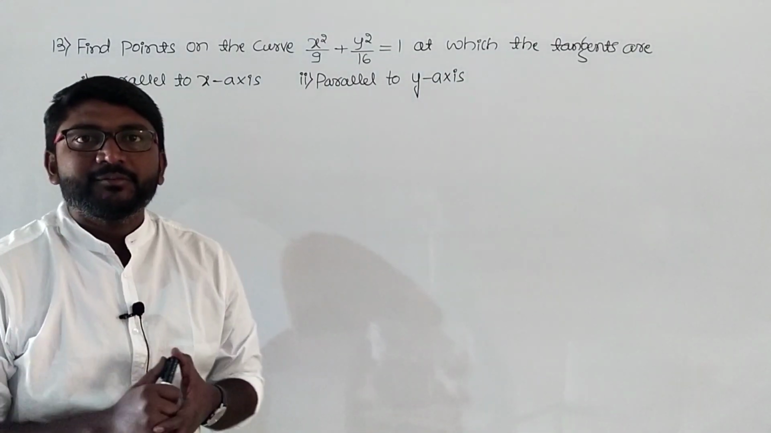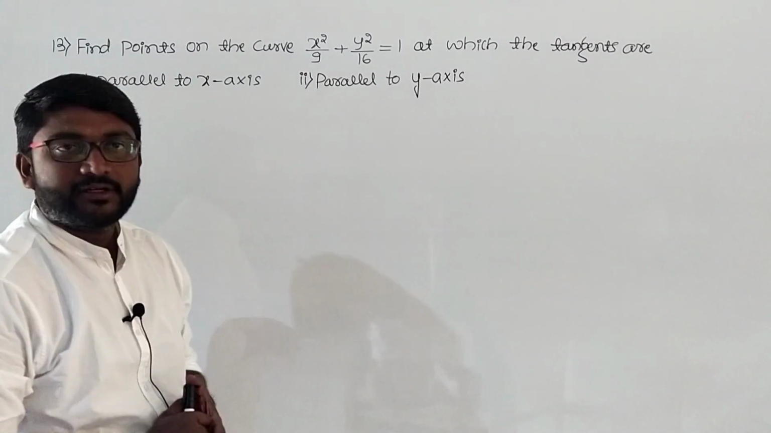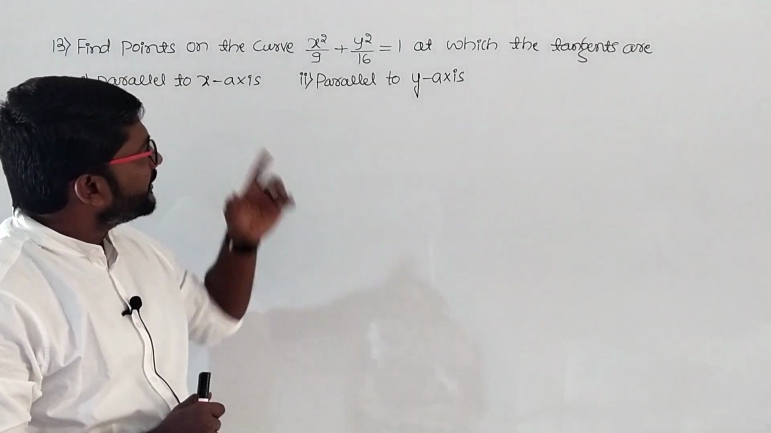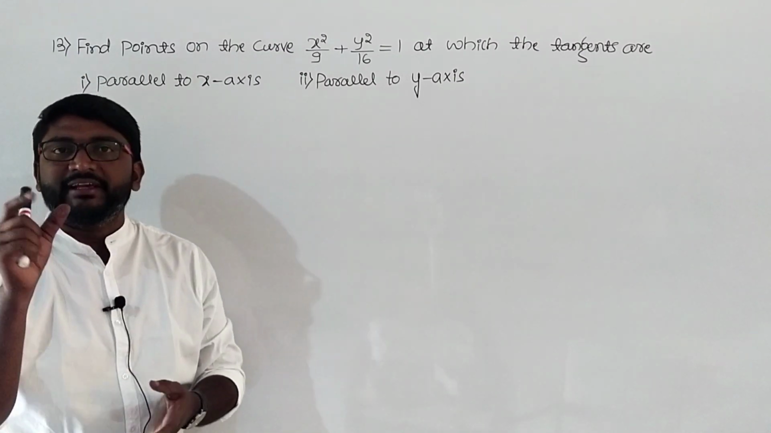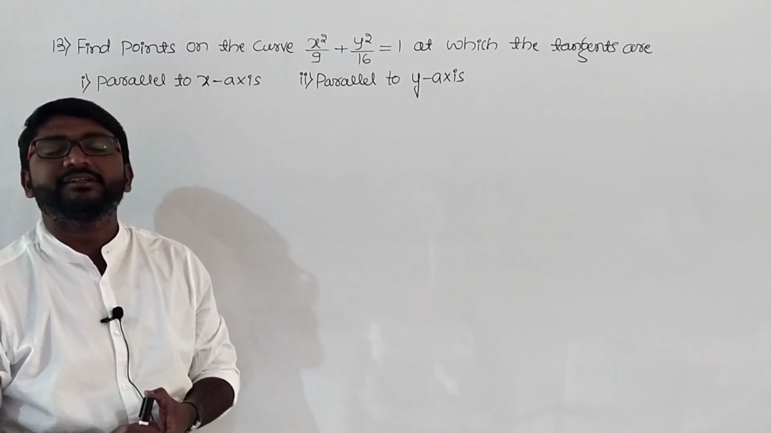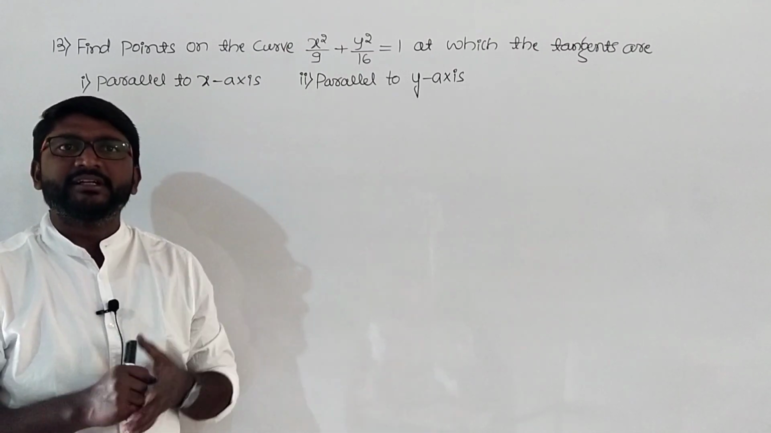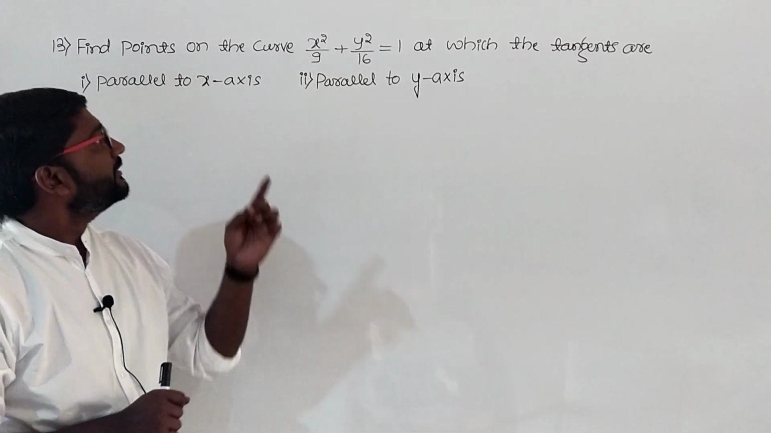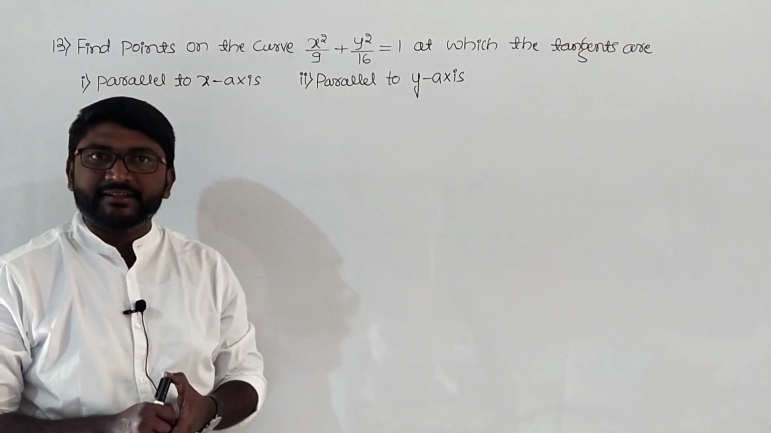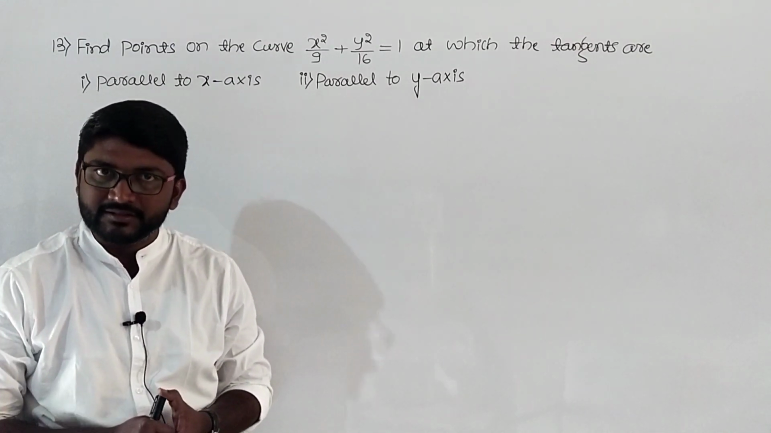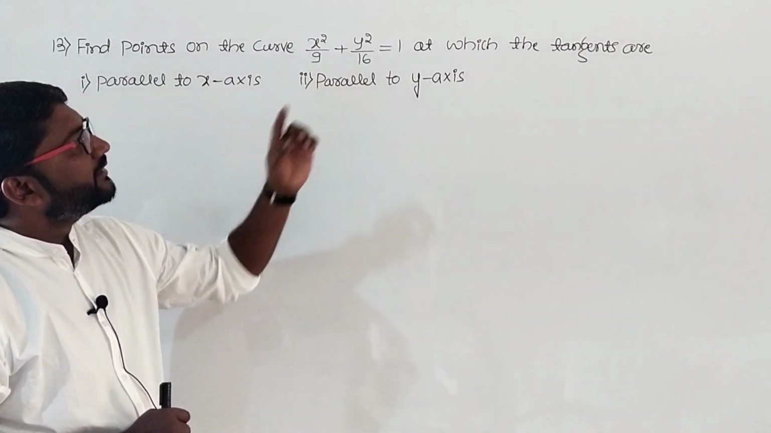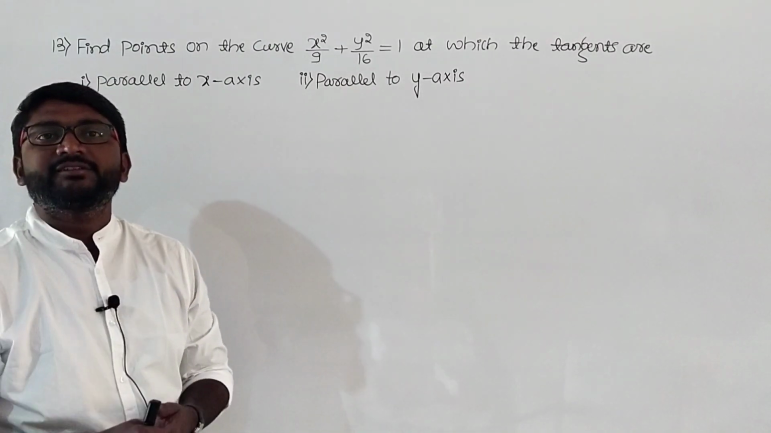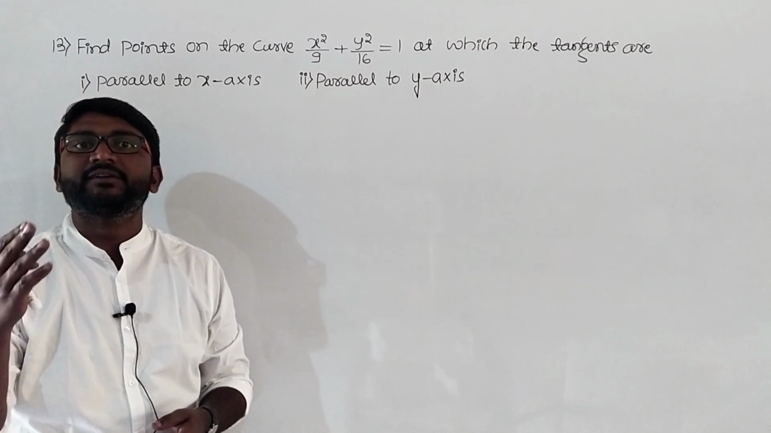The 13th problem is: find points on the curve x square by 9 plus y square by 16 equal to 1 at which the tangents are parallel to the x-axis, and in the second case, parallel to the y-axis. In our introduction class we have discussed this. Whenever the tangent is parallel to the x-axis, dy by dx is going to be 0. That means the slope of the tangent is 0. If it is parallel to the y-axis, dy by dx is going to be infinity, or it is not defined.